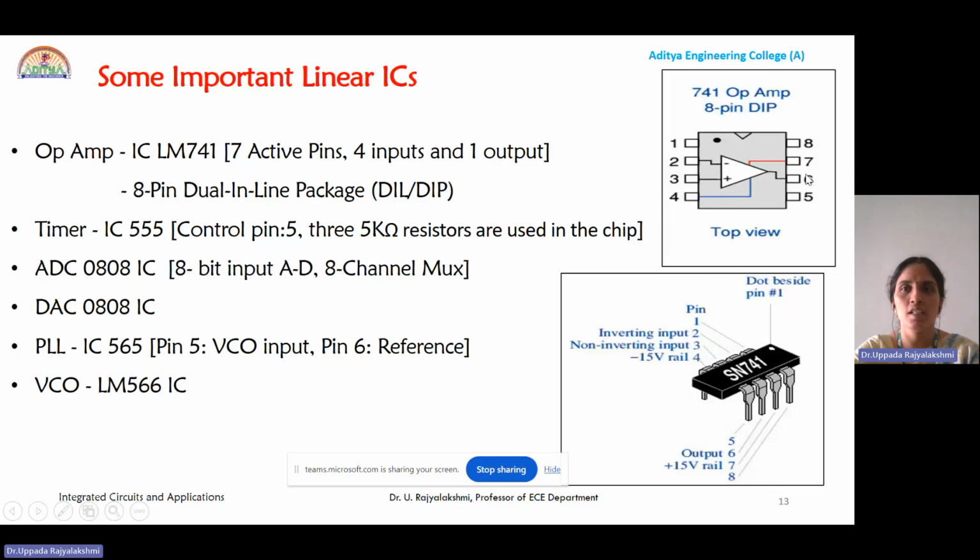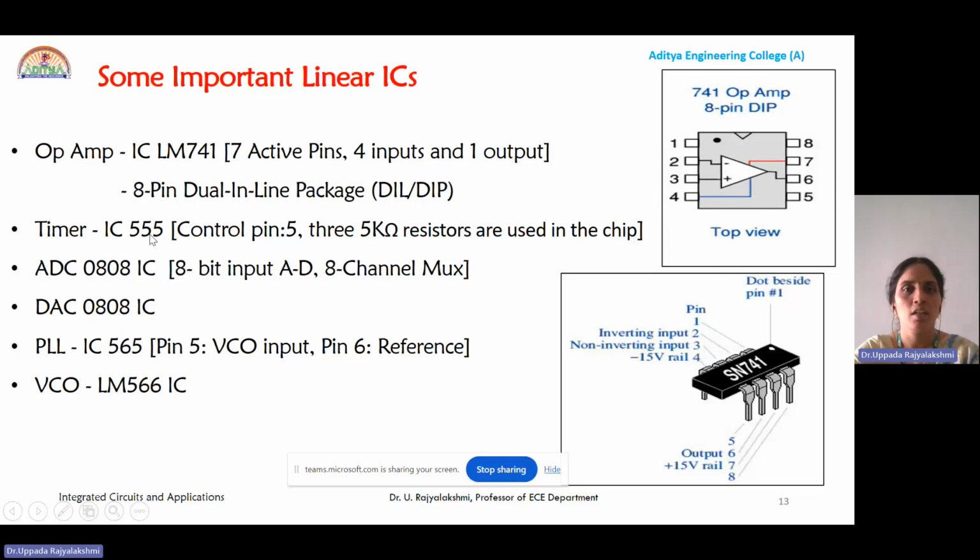Out of these 8 pins, only one pin is not used, and the 7 pins are active here. That's why it is called 741. So 7 active pins, 4 inputs and 1 output. That's why it is a dual inline package, and this is also called a mini dual inline package, mini DIP. And another example for the linear IC is the IC555 timer.